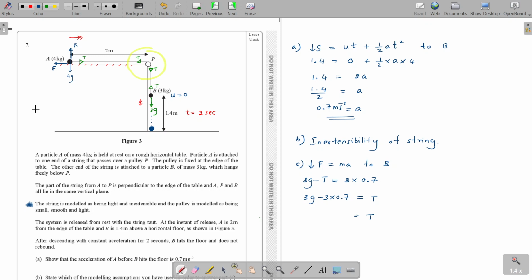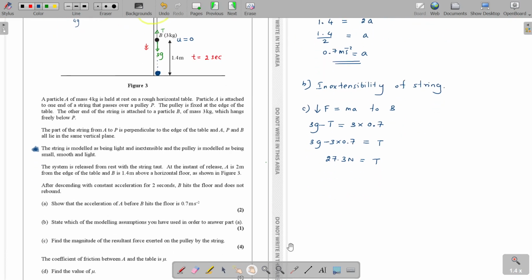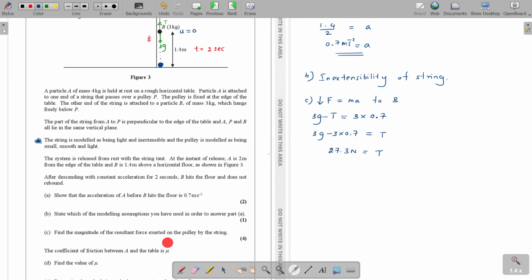Okay, 27.3. So this is the tension value. Now bear in mind we use g as 9.8, so final answers must be given to 2SF or 3SF. So this is not a final answer, so take full figures here for now. And the final answer that we are finding here is what? The magnitude of the resultant force exerted on the pulley.